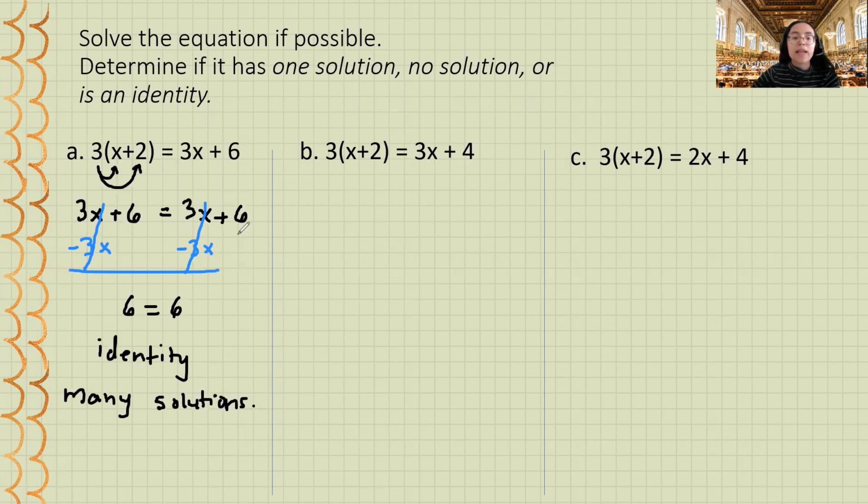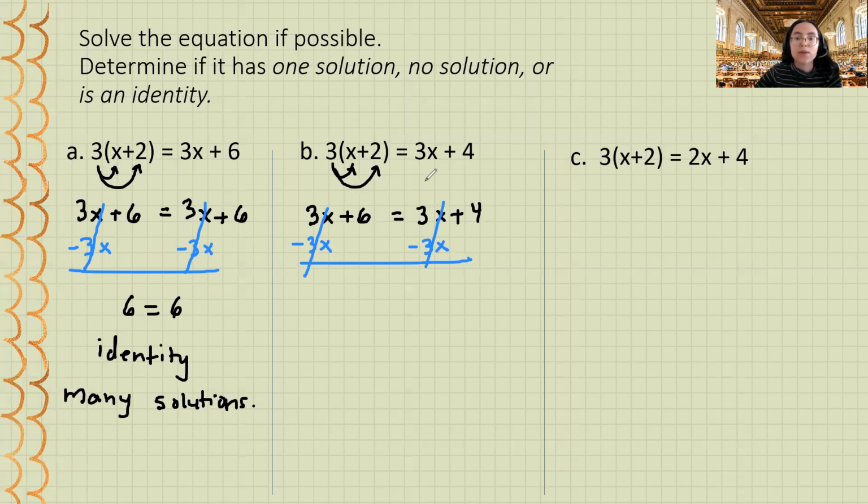Okay. Now for B, we have 3 times x plus 2 is equal to 3x plus 4, and we have to solve and determine how many solutions there are. So I'm going to distribute again. So I'm going to have 3x plus 6 is equal to 3x plus 4. Now I'm going to move my variables to one side. So I'm going to subtract 3x like this, and they both cancel. And I am left with 6 is equal to 4. Is that true? No, that is not true. So then this has no solution.